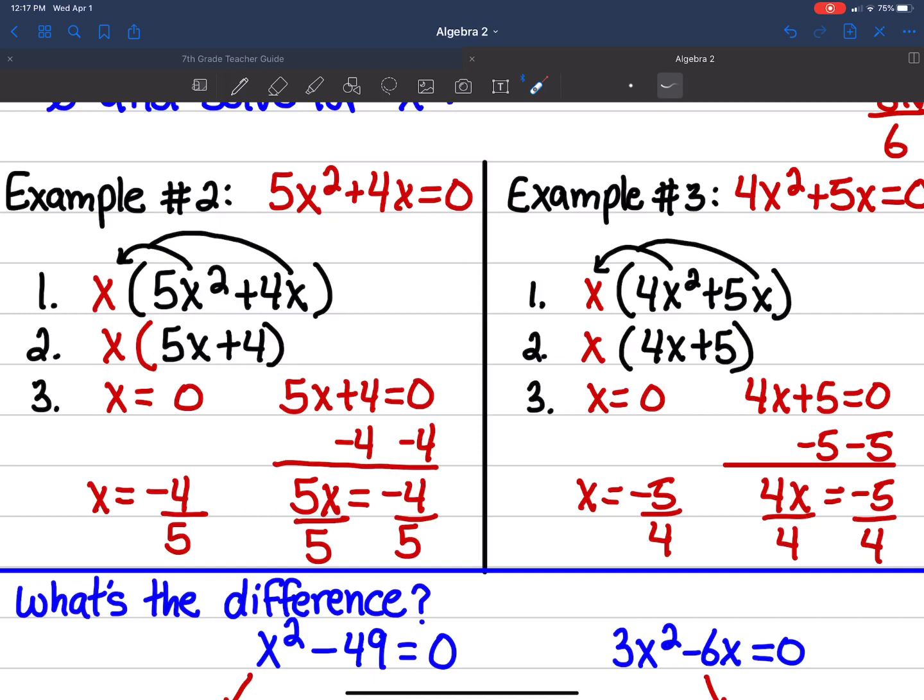Good. What is the other difference? Anybody? Bueller. Anybody? Good job. Yay. Yes, good answer. All right. You know who answered.